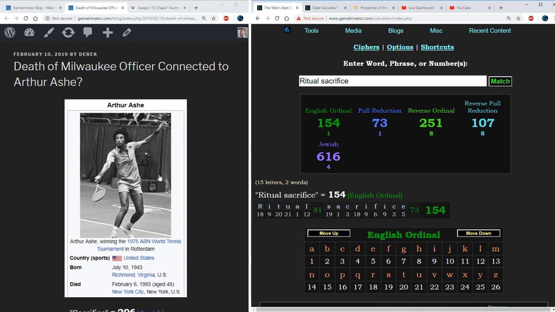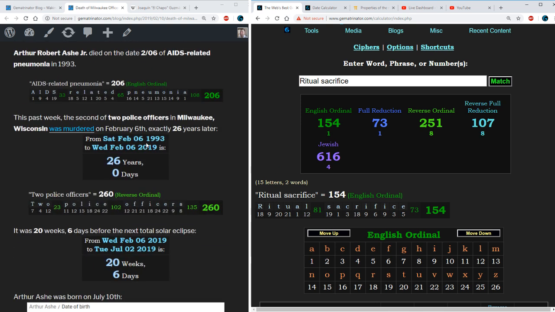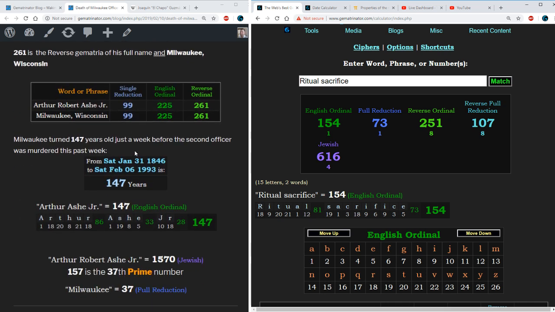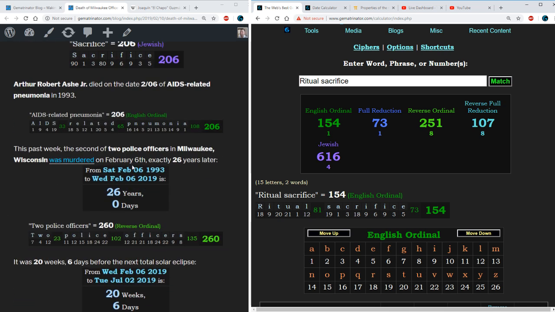So, is this connected? Absolutely. It's just wild what they're doing with the numbers. I can't even believe it myself.